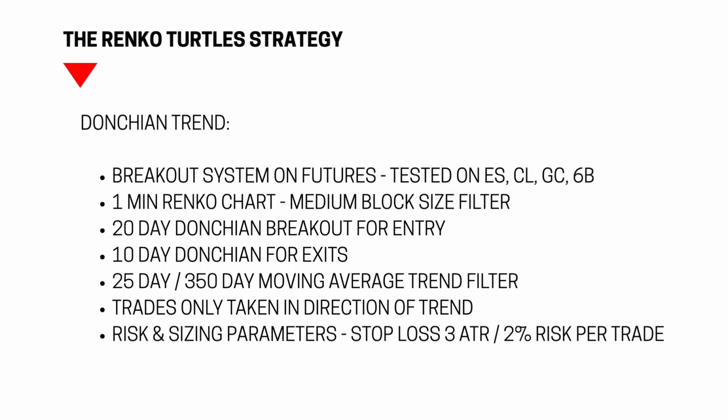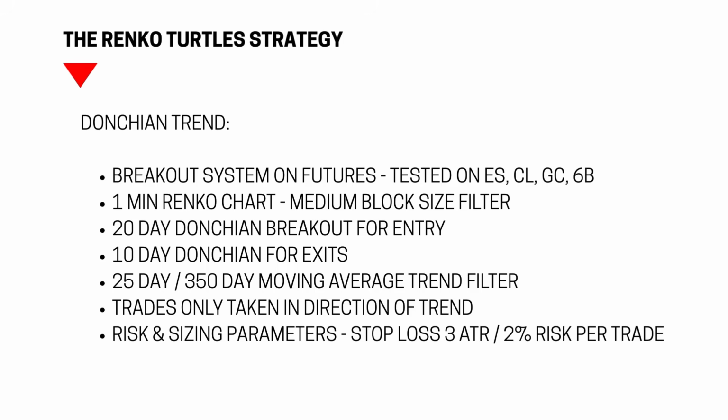So all I did different was got the 1-minute Renko chart, used a medium block size filter to represent a longer holding period, slowing it down. And you can see the rules pretty much the same: 20, 10, 25, 350 moving averages, all the same, only taking trades in the direction of the trend. And for the stop loss, using a 3 ATR multiplier.